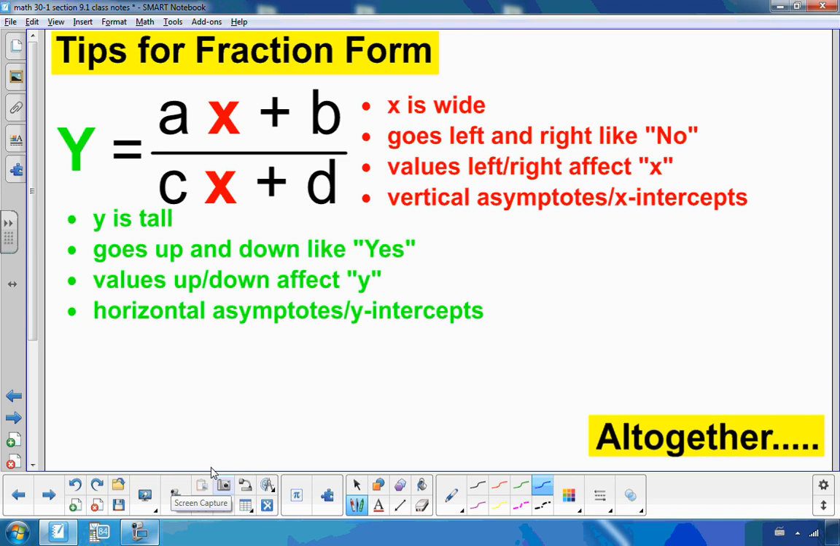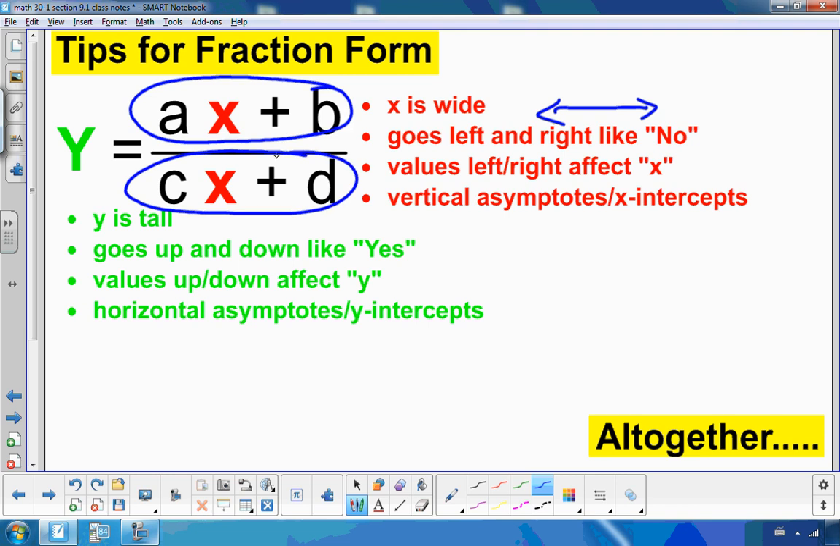Okay, so this is the way I kind of look at it. We have this fraction ax plus b over cx plus d. The first thing that I notice is that x is a wide number and it goes from left to right. So shaking your head from left to right like no. Values left and right are going to affect x. So on the top would be your x-intercepts. On the bottom would be your vertical asymptote because you can't divide by 0.